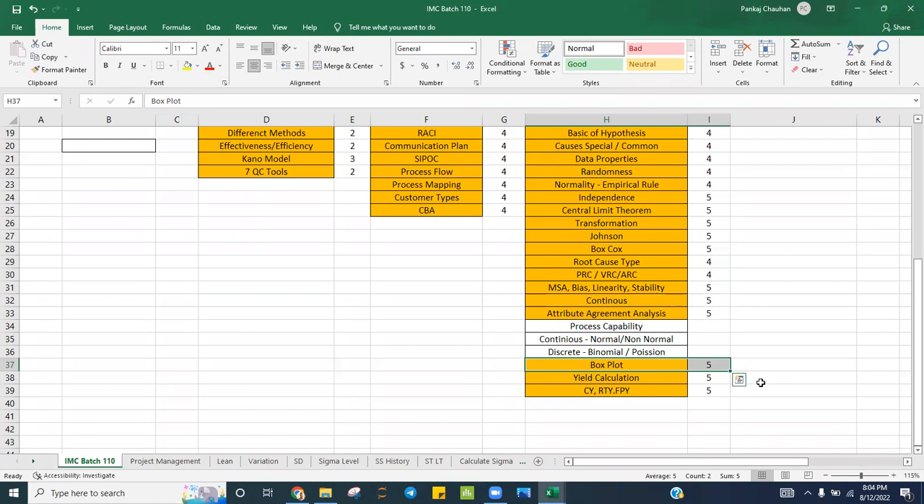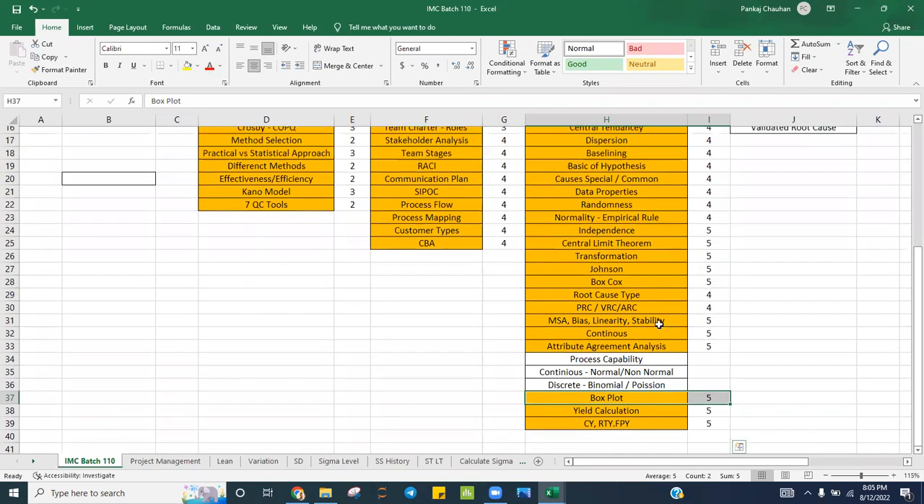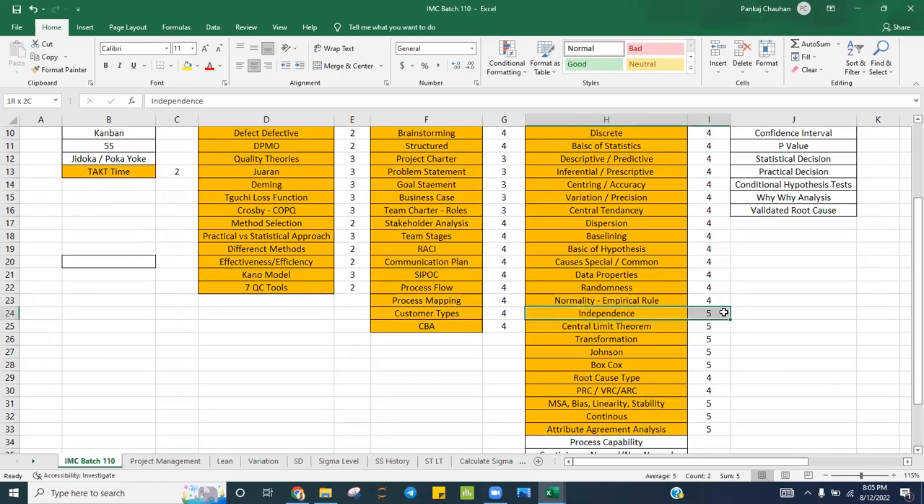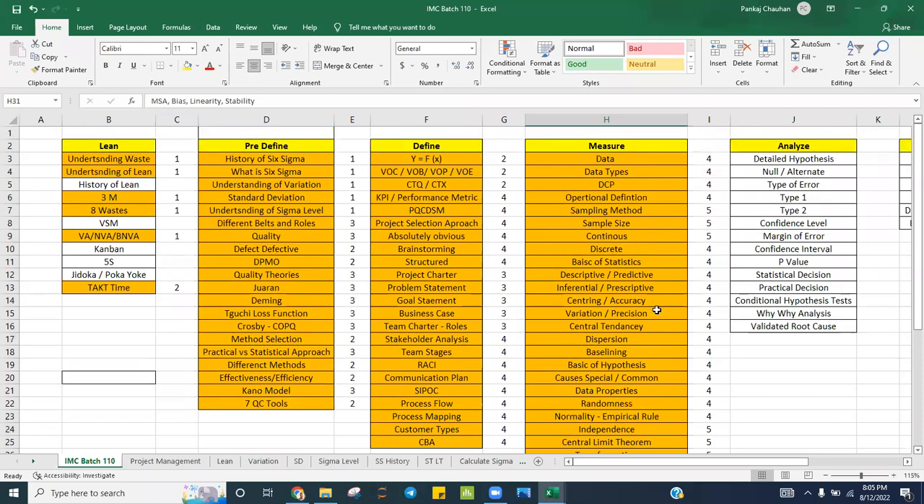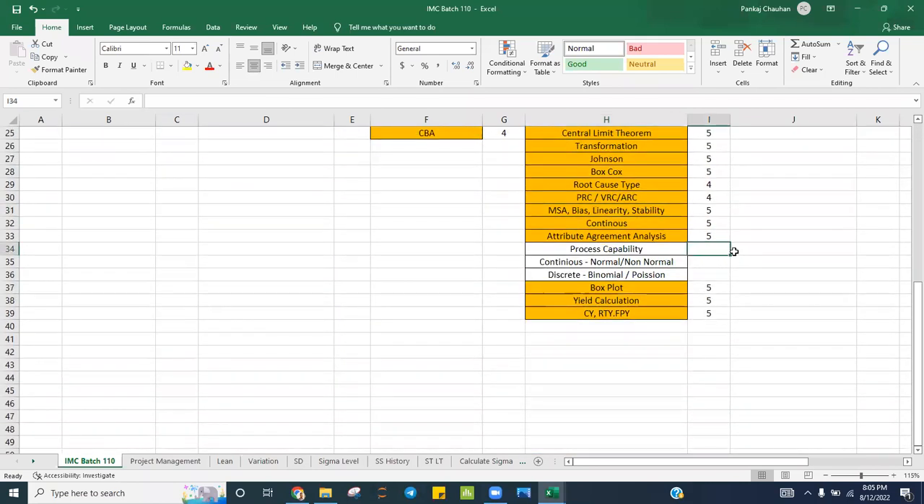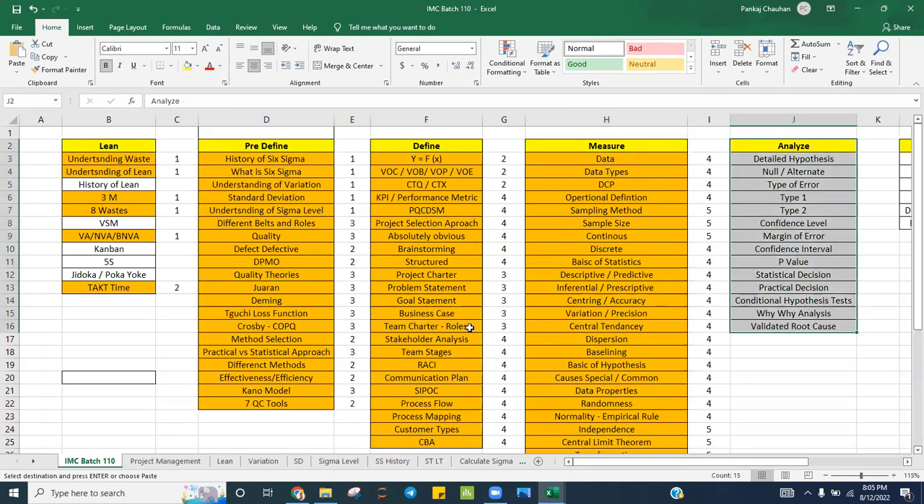All right, so this was the discussion yesterday. Other than this, we understood data independence, central limit theorem, and data transformation. Now, today we are going to learn a very, very important topic, which is process capability. What is process capability? What is continuous data process capability? In continuous, what is normal or non-normal data process capability? If your data is discrete, then what is binomial process capability? These are the topics for today, and then we'll be jumping into the analyze phase after this.